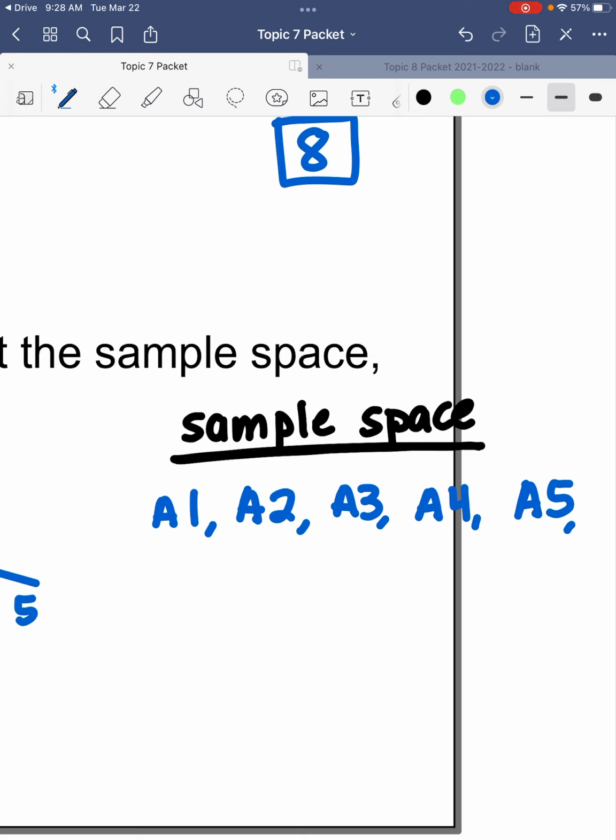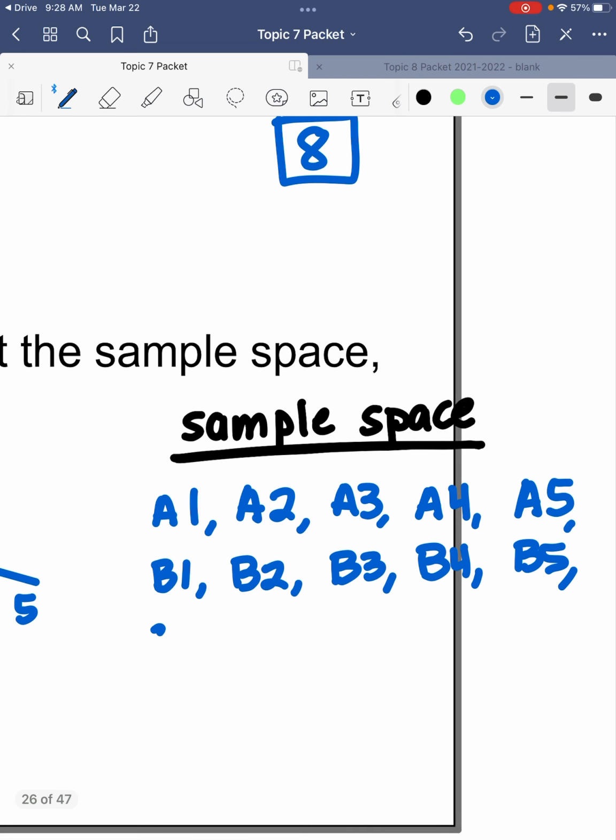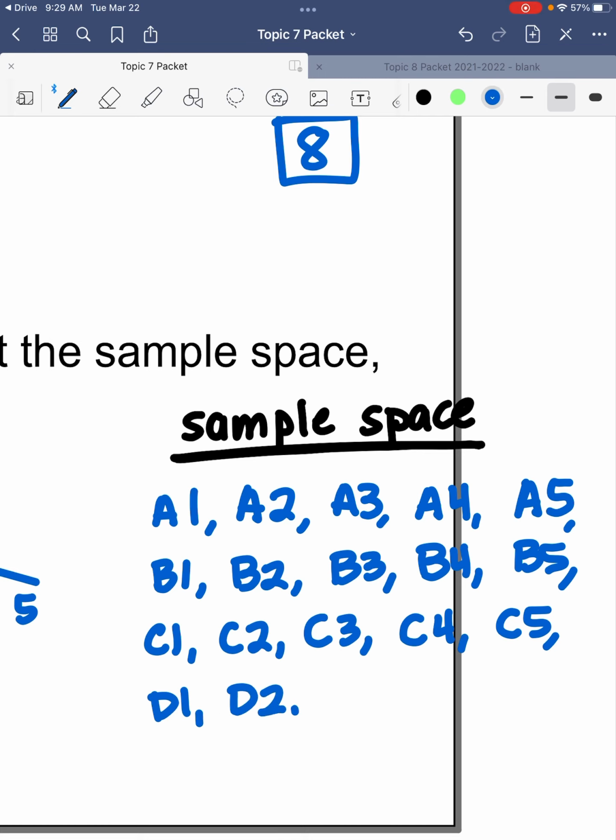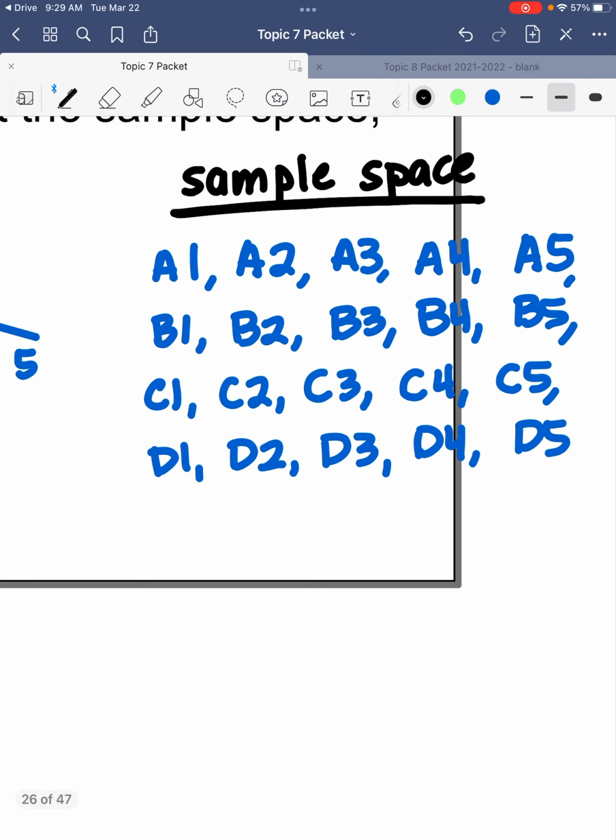Now after that, it could land on B. So we're going to have the same options: B1, B2, B3, B4, and B5. After it lands on B's, it could land on C. So we have the same options: C1, C2, C3, C4, and C5. And then lastly, it could land on D. So D1, D2, D3, D4, and D5. So that is my sample space. Lastly, it asked me to give the total number of outcomes. So number of outcomes.